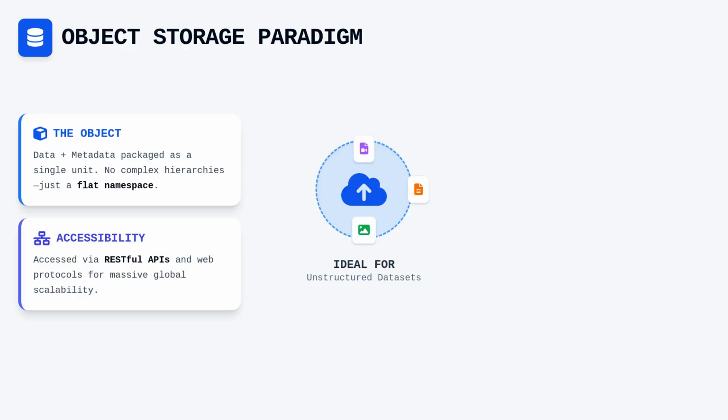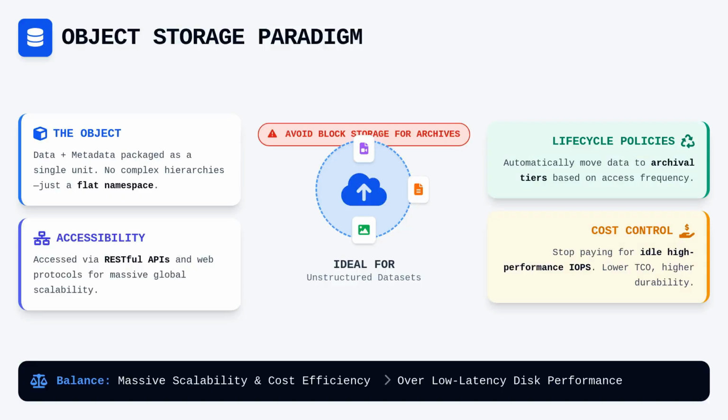When an organization attempts to use block storage for massive, long-term archiving, they commit an anti-pattern that bloats their total cost of ownership by paying for high-performance IOPS that remain largely idle. Object storage allows you to balance cost and performance by leveraging lifecycle policies that can automatically move data to archival tiers when it is no longer frequently accessed. This ensures that you maintain the durability of the data without inflating your operational budget on resources that do not actually improve the application's efficiency.